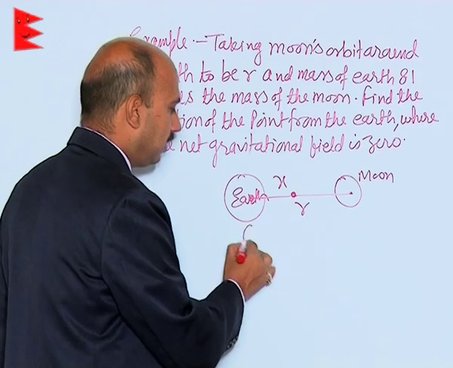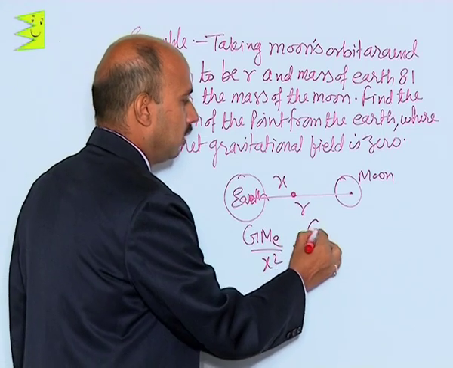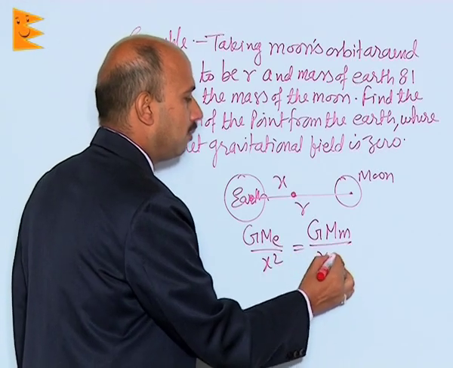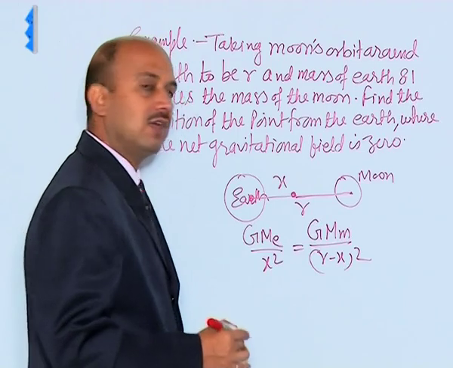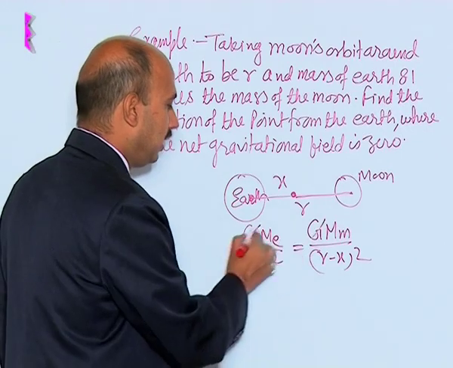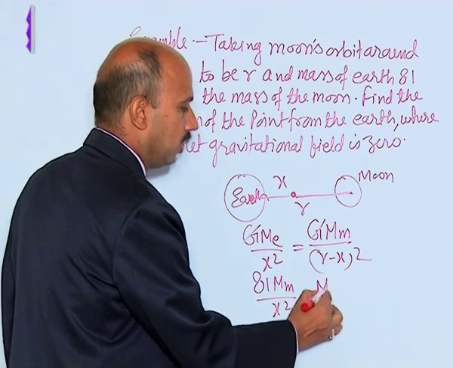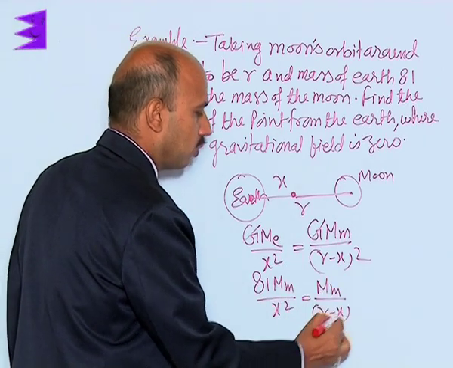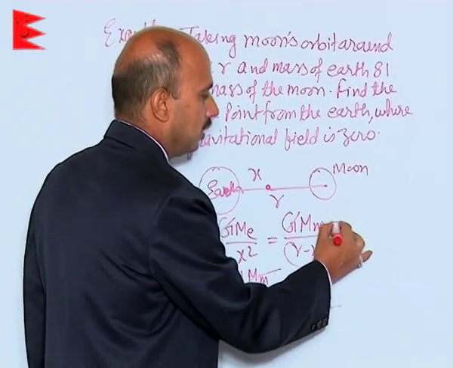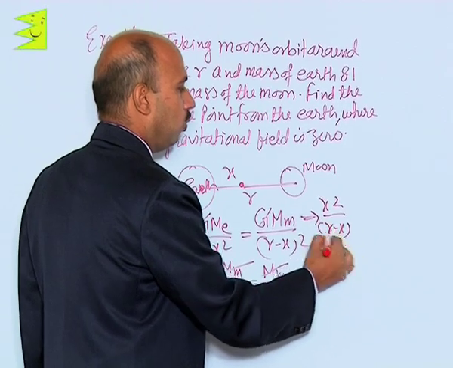So we can write the gravitational intensity due to Earth, that is G M E upon x square, is equal to G M M, the gravitational intensity due to the mass of the moon, upon r minus x whole square. This is the distance r minus x. Now, we know the mass of the Earth is 81 times the mass of the moon. So G will get cancelled. So 81 times the mass of the moon upon x square is equal to M M upon r minus x whole square. This can cancel.